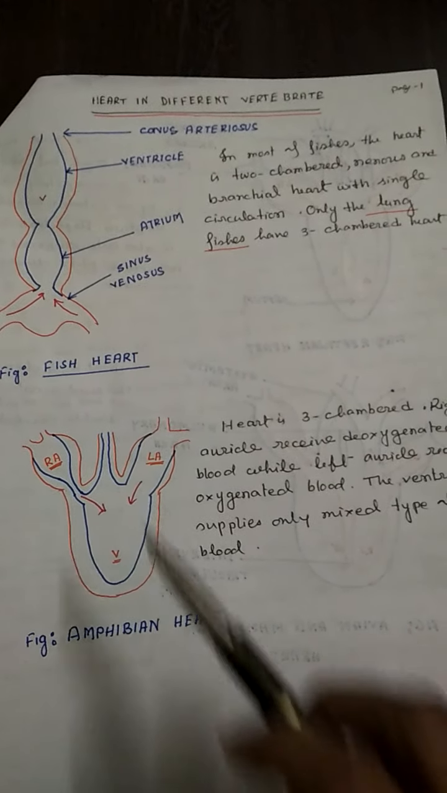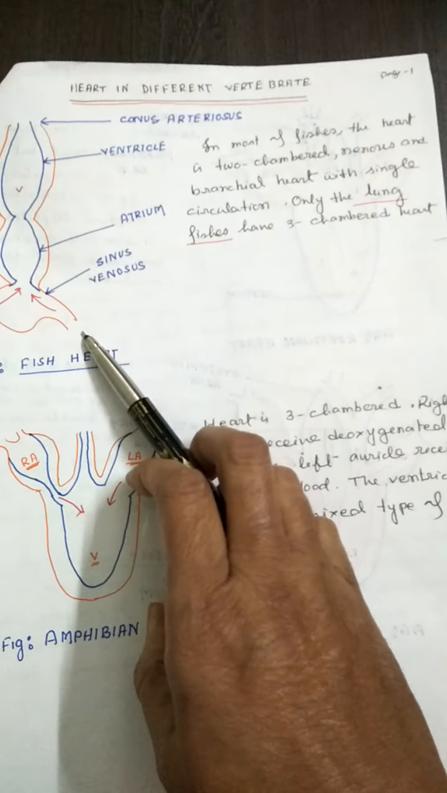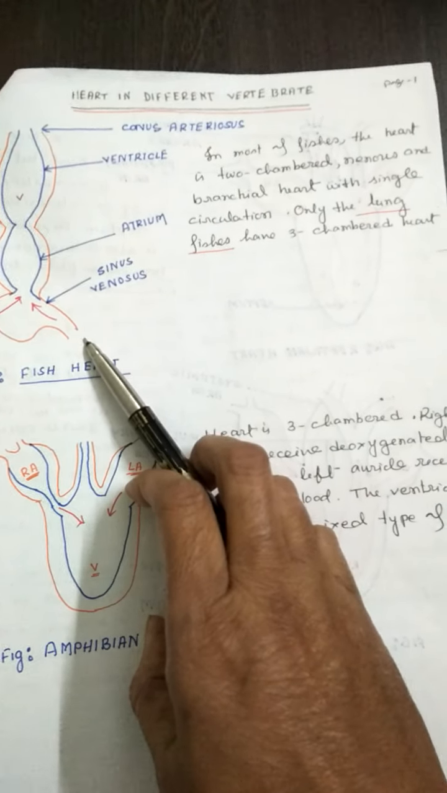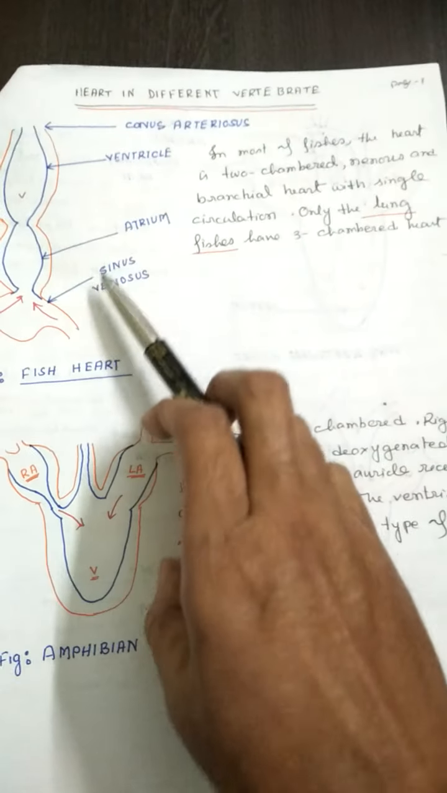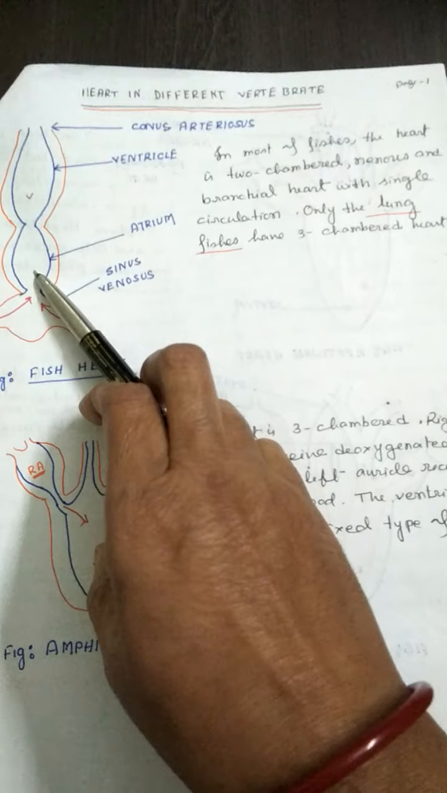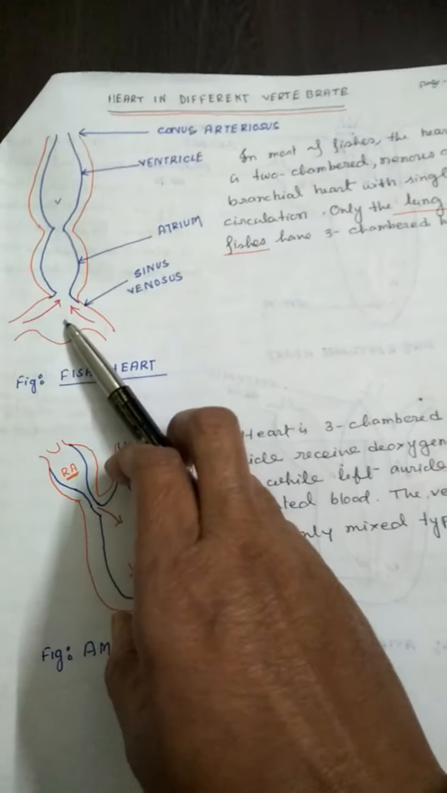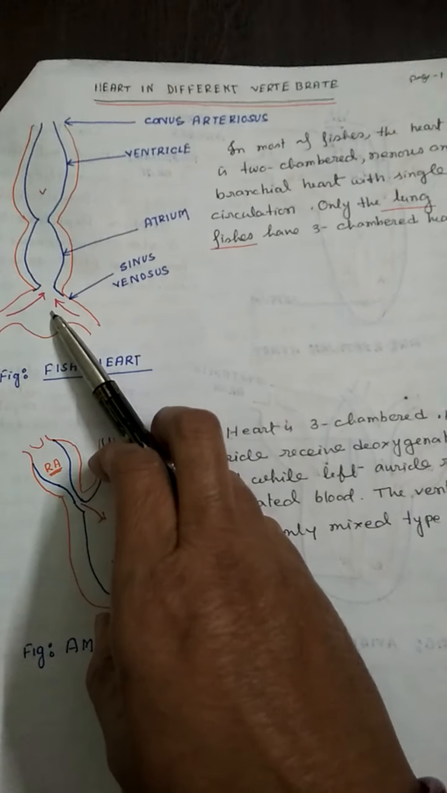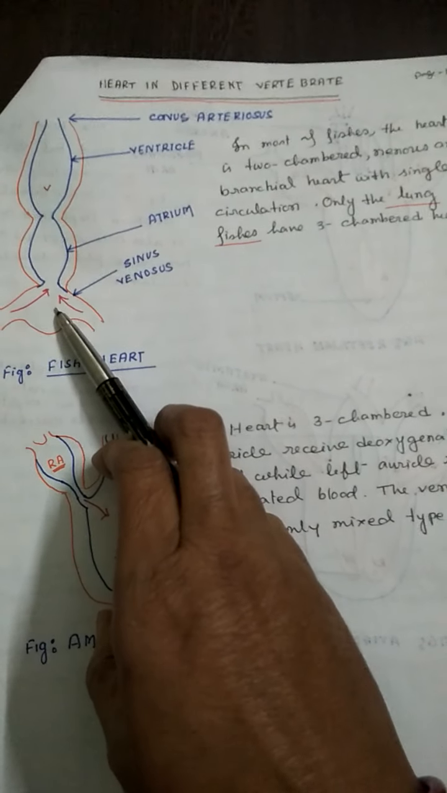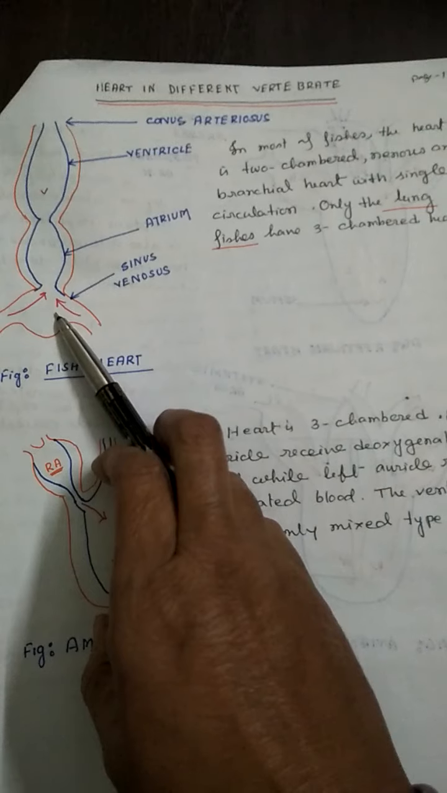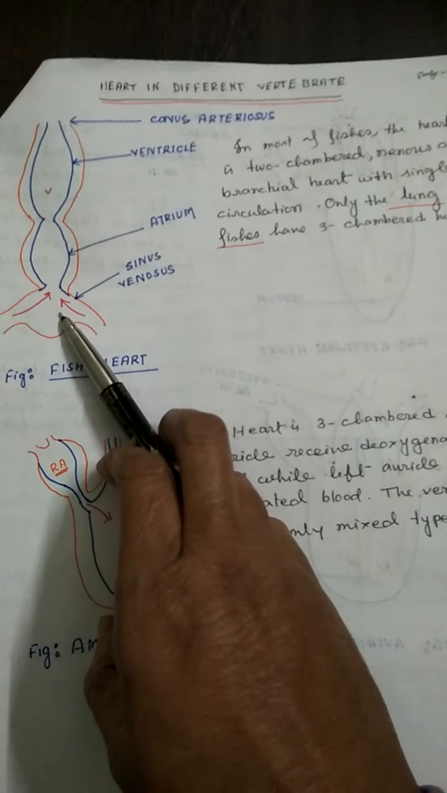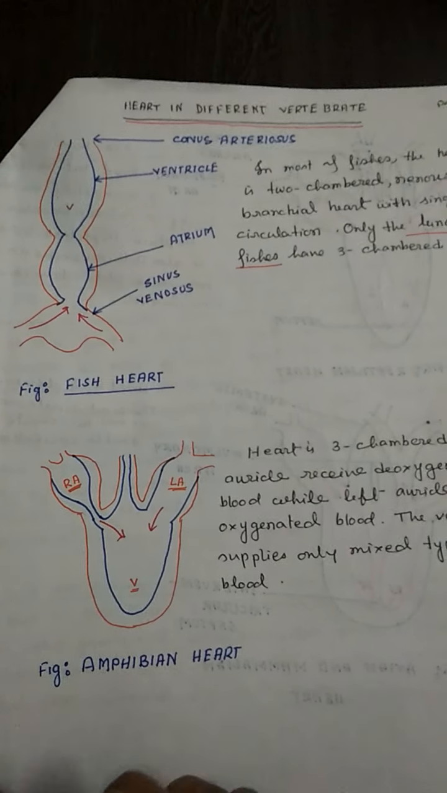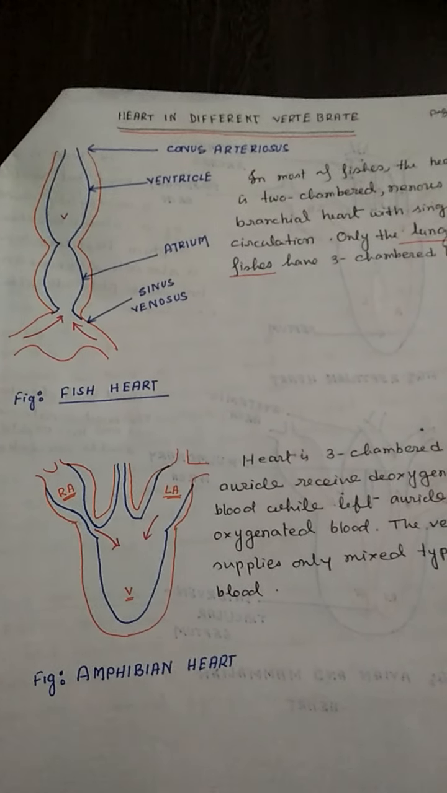note. So in case of the fish heart, the heart is two chambered with one auricle and one ventricle. This one is the auricle and ventricle, then sinus venosus. This is a single circulation, that is, blood passes once through the heart to supply once to the body.